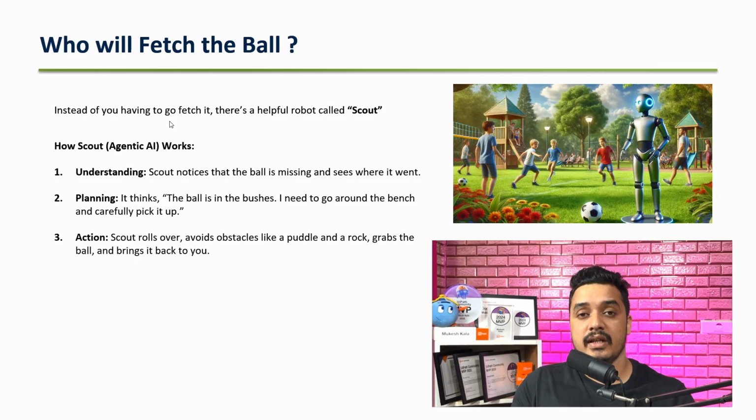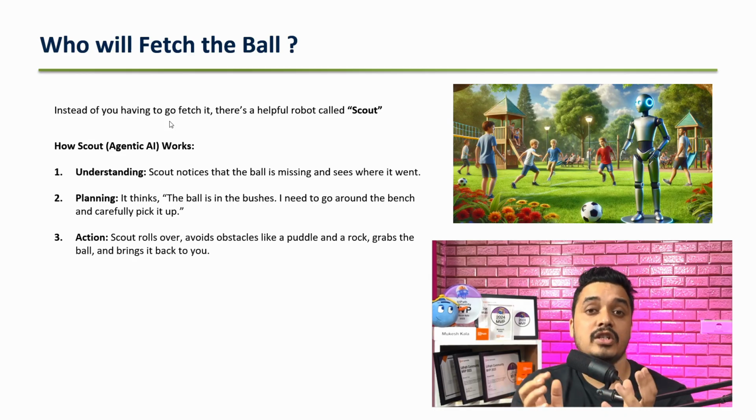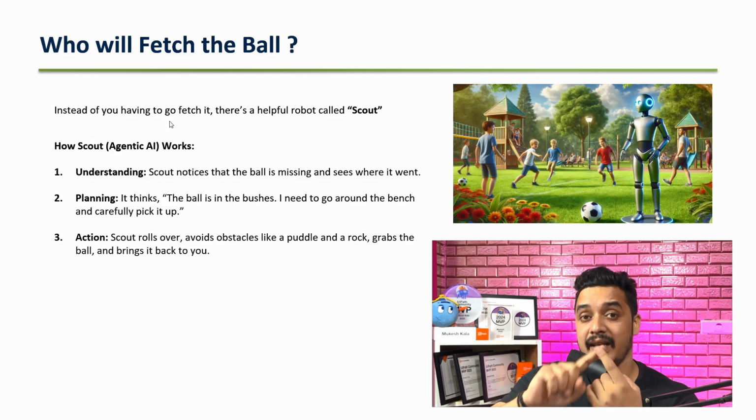Now agents are not restricted to understanding and planning, they can also take the action. In this scenario, the action would be that it will roll over, avoid the obstacle like a puddle or rock, grab the ball and bring it back to you, right? So depending on the situation, depending on the environment, depending on what your automation, your program, your project is, agents can understand, plan and take actions on it.